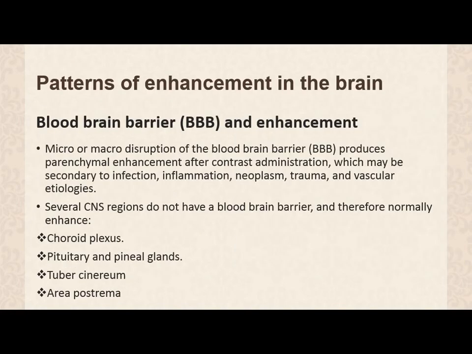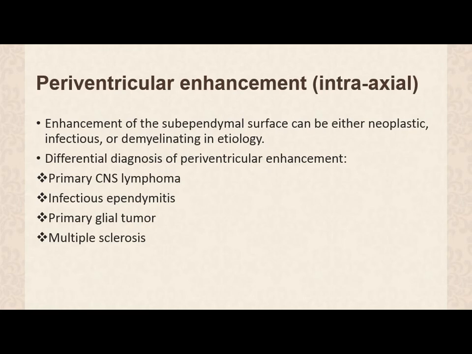Patterns of enhancement of the brain are very important. You have to know them. First of all, the blood-brain barrier prevents contrast from leaking outside the circulatory system. When there is damage to the blood-brain barrier, contrast will leak, and enhancement will happen. Parts of the brain that do not have a blood-brain barrier, and therefore normally enhance, include the choroid plexus, pituitary and pineal gland, tuber cinereum, and area postrema. These parts do not have a blood-brain barrier. Contrast will leak from them.